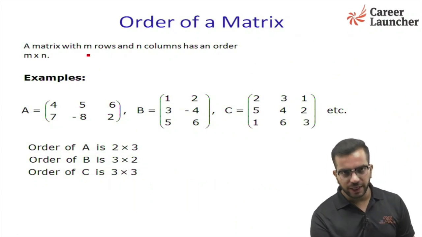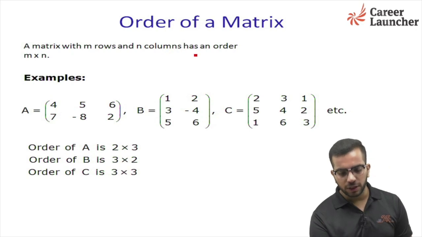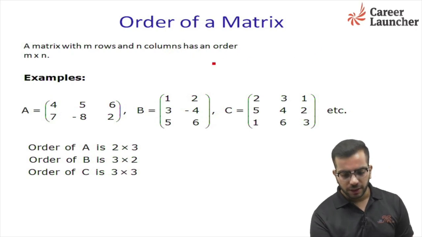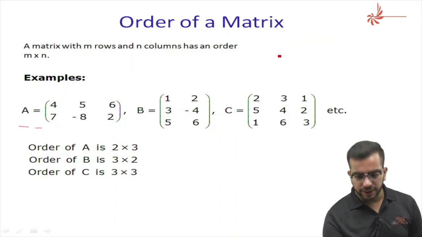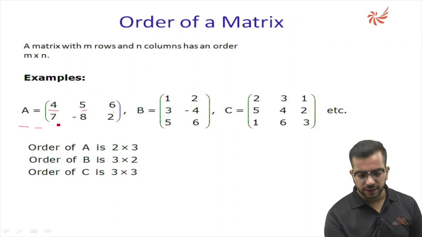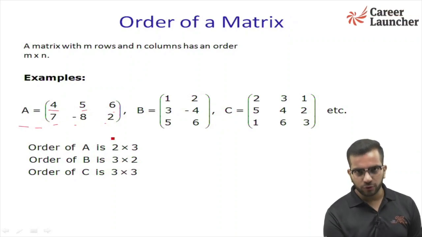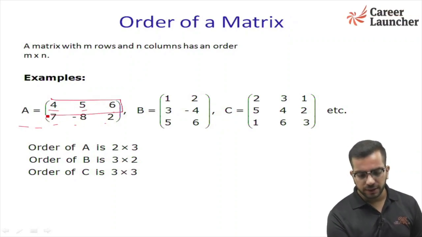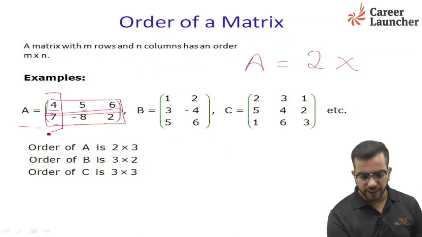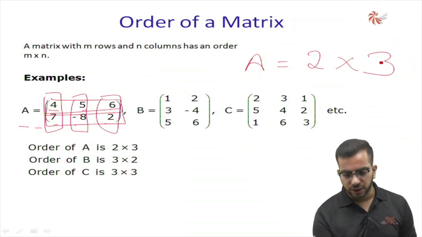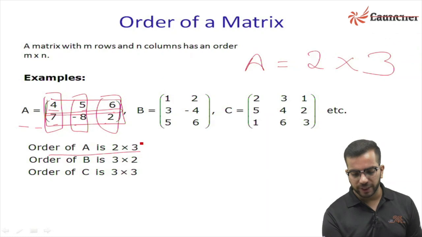A matrix with m rows and n columns has an order m by n. Like we can see in this example, a matrix is like this: 4, 5, 6, 7, minus 8, 2. How many rows are there? We can see that there is row number 1, row number 2. So the order of matrix A will be 2 cross, and the number of columns we can see here 1, 2 and 3. So the number of columns is 3. So the order of matrix A is 2 by 3.